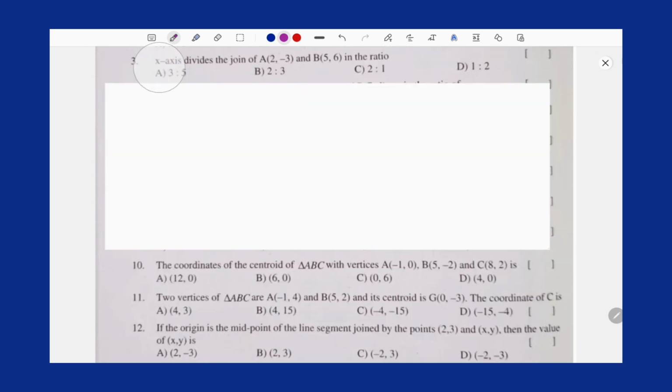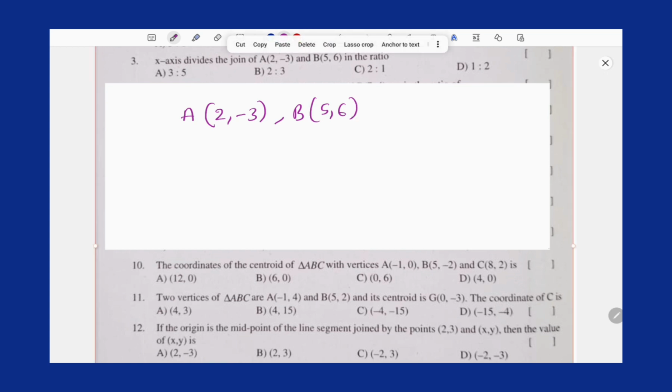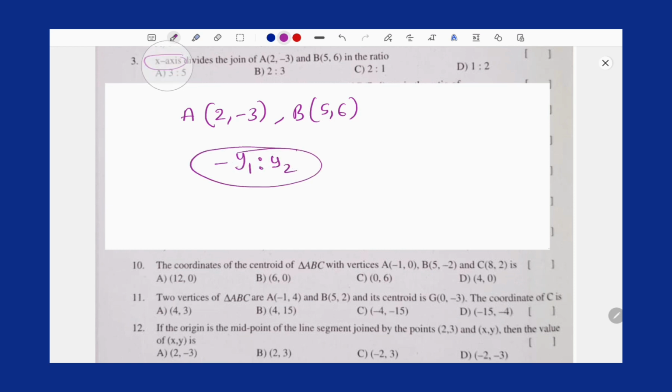Now see the third bit. The x-axis divides the line joining A (2 comma minus 3) and B (5 comma 6) in the ratio. Here x-axis divides in which ratio? Minus y1 is to y2. Keep it in your mind: the x-axis divides the line segment in the ratio minus y1 is to y2. Here what is y1? This is the y1 and this is the y2. So we get minus of minus 3 is to 6, that is equal to 3 is to 6.